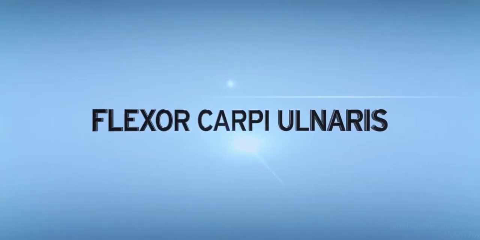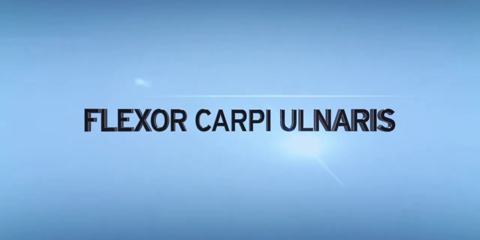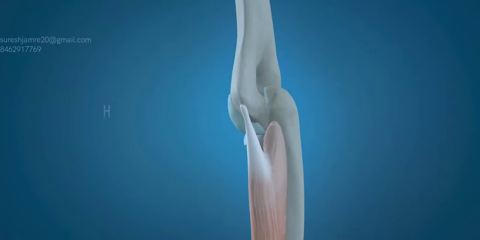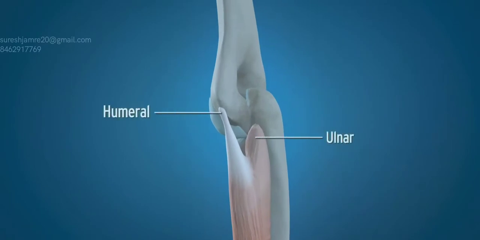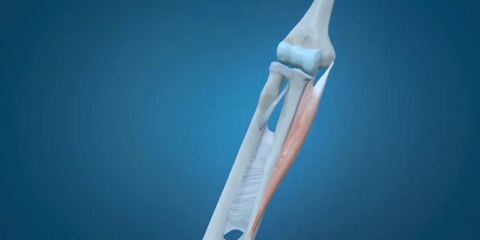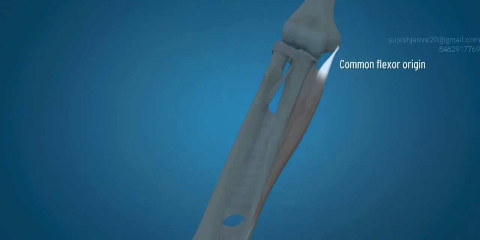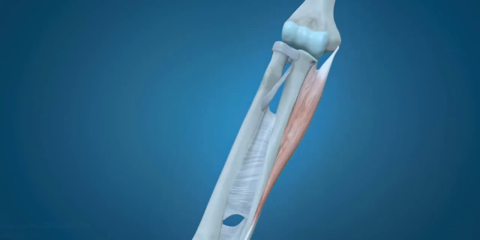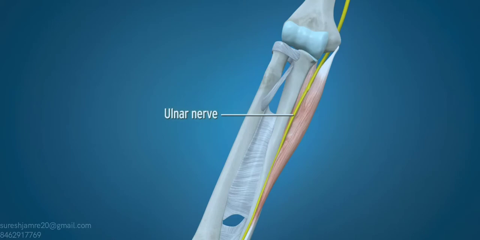Flexor carpi ulnaris. Origin. It has two heads, humeral and ulnar. Humeral head arises from the common flexor origin. Ulnar head arises from the medial margin of the olecranon process and upper 2/3 of posterior margin of ulna. Ulnar nerve enters the forearm between the two heads of the origin of flexor carpi ulnaris.